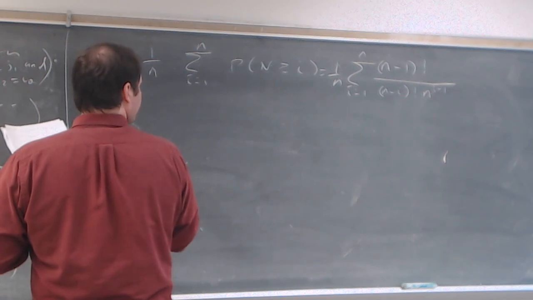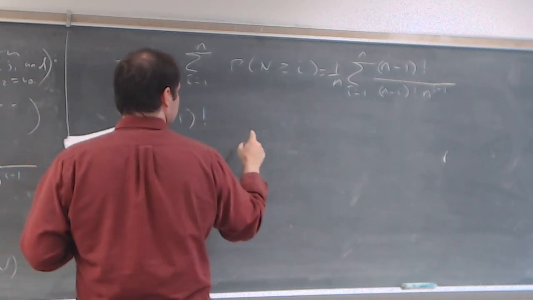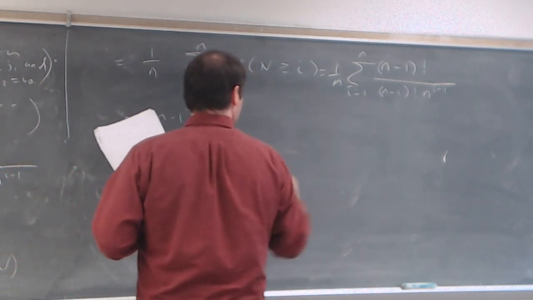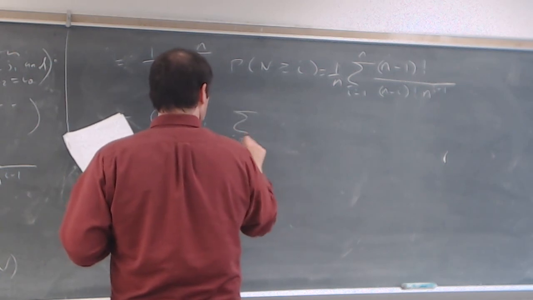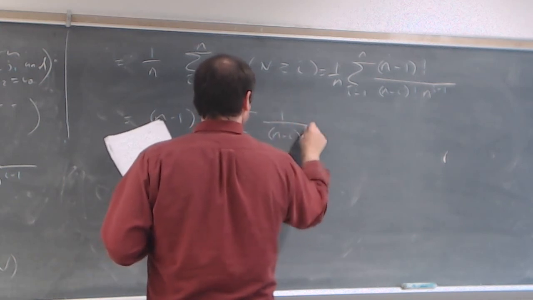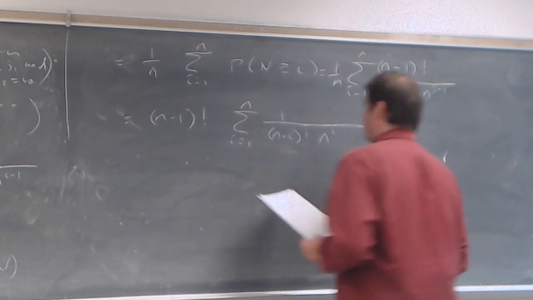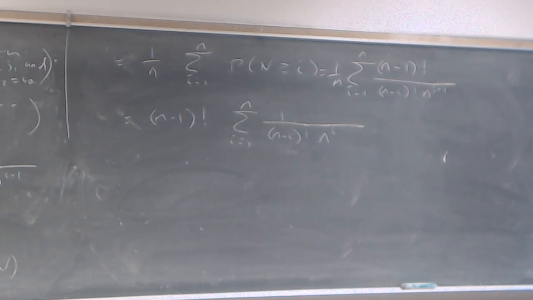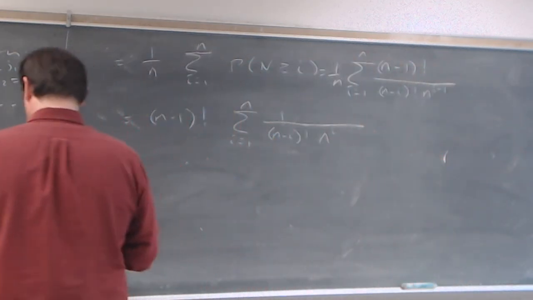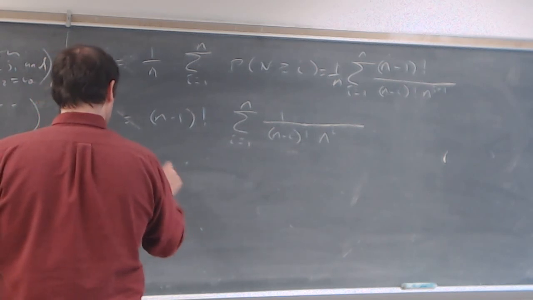This is equal to, okay, so I'm going to pull out the (n minus 1) factorial, because that doesn't depend on i. I'm going to stick the n in the bottom there, and we'll get, as i runs from 1 to n, 1 over (n minus i) factorial times n to the i. Okay. Now, that is the correct answer, but I'm going to put it in the same form as our text does.